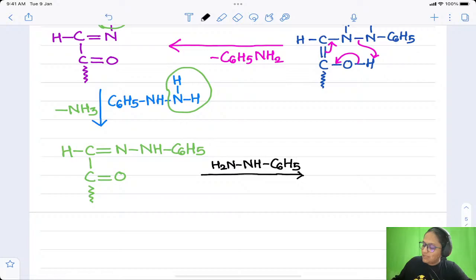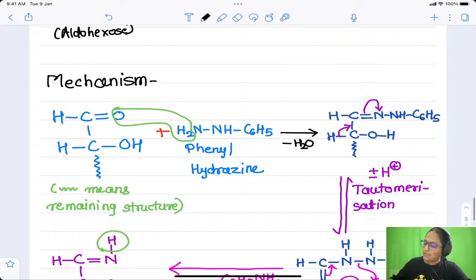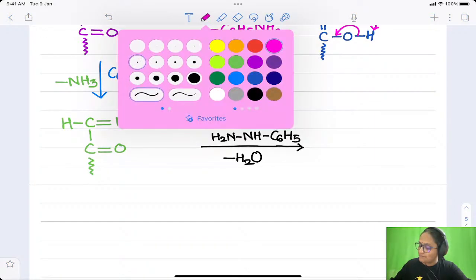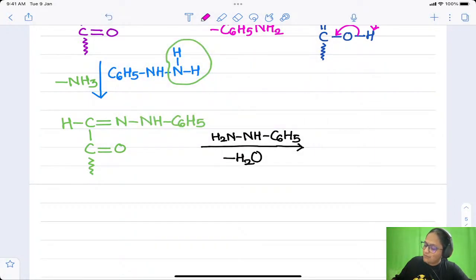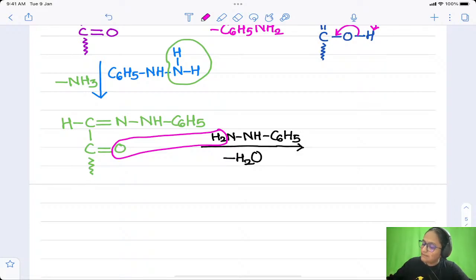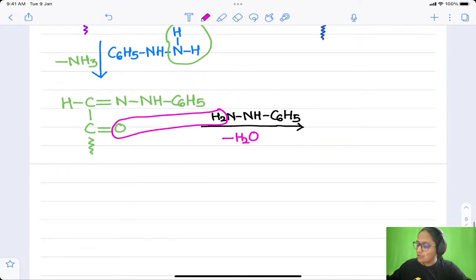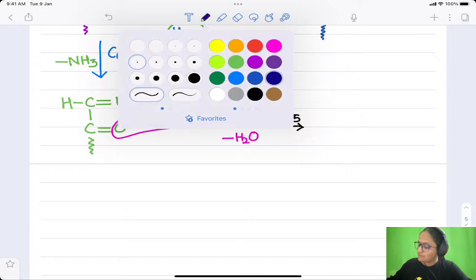So here there will be loss of water molecule, just like in the first step I have shown. Exactly this step will take place. So how is the reaction going to take place here? There will be loss of water molecule, minus H2O. After loss of water, we will get the final product. Yes, so let me write down the final product then.